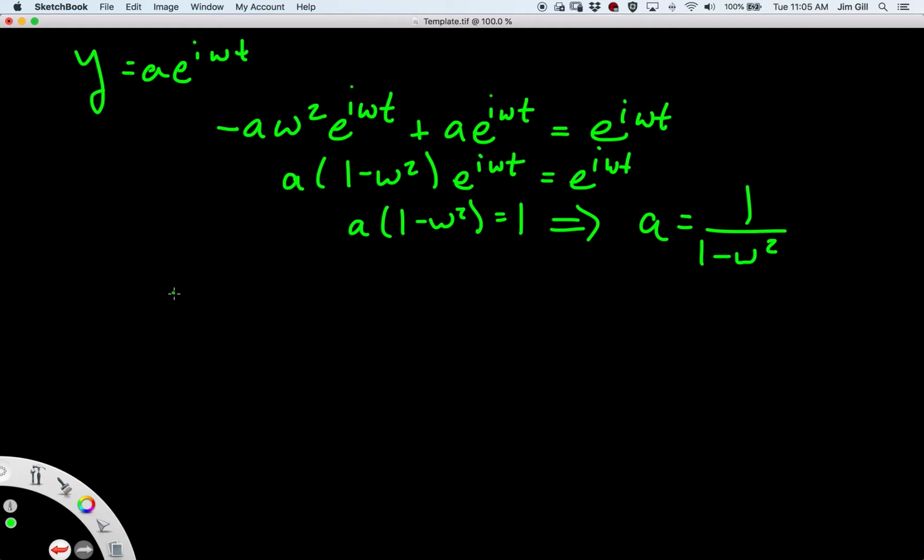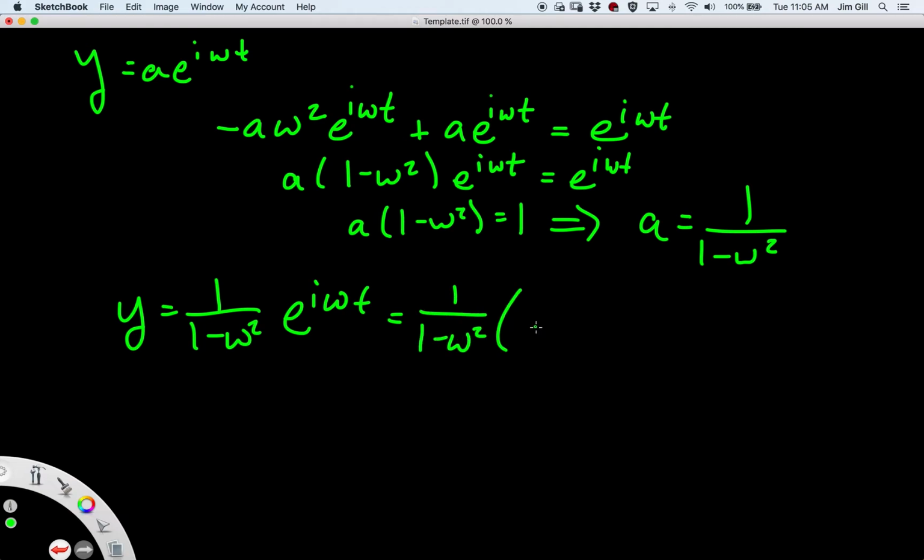So going back, then y is 1 over 1 minus omega squared e^(i omega t). And through Euler's formula, that's 1 over 1 minus omega squared times cosine omega t plus i sine omega t.